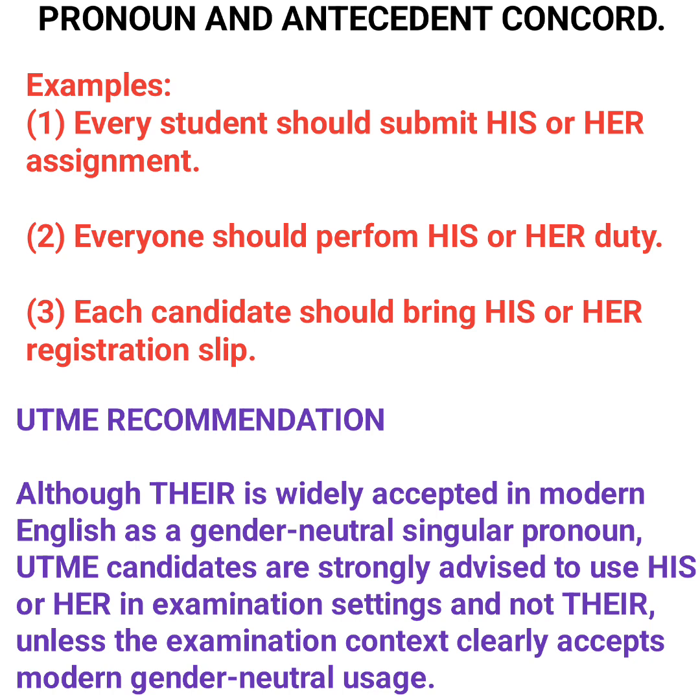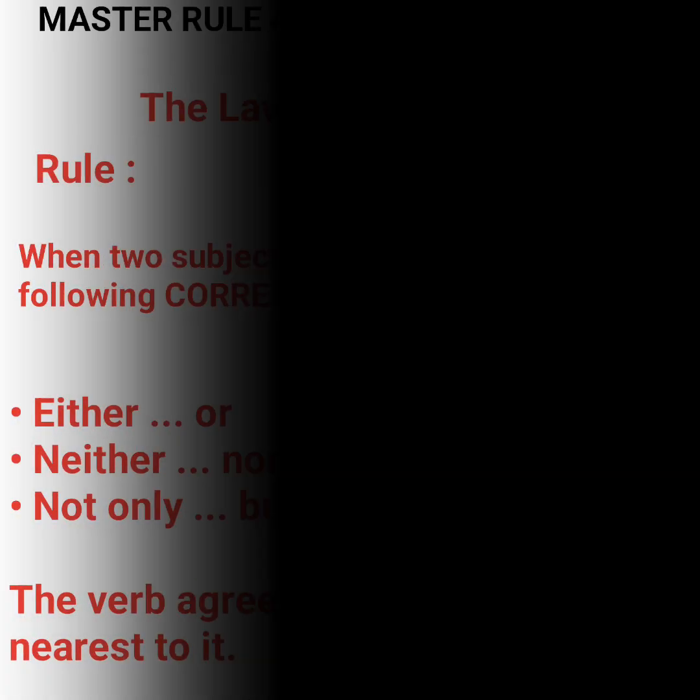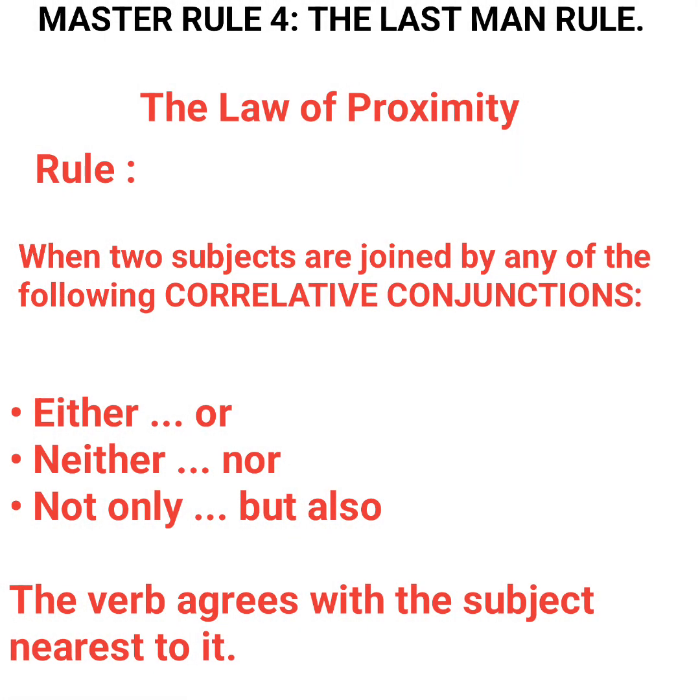Because there are a lot of things here, I don't want to bombard you with a lot of talk. Just read what I wrote under it for UTM recommendation. Master Rule 4, the last man rule, which is also known as the law of nearness or the law of proximity. The rule states: when two subjects are joined by any of the following correlative conjunctions, which are either...or, neither...nor, not only...but also, the verb agrees with the subject nearest to it.